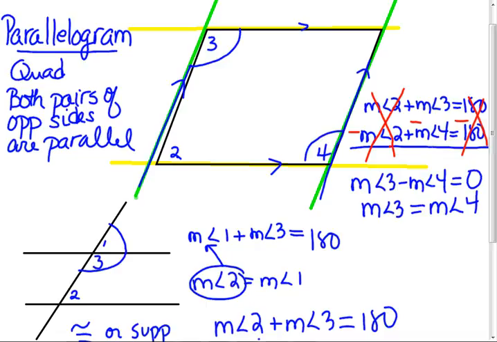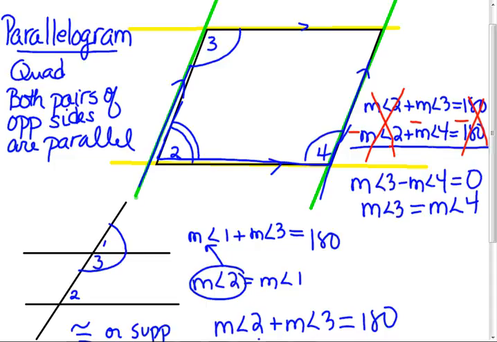We're going to fill in the chart. Angles 2 and 4 are called consecutive angles, and they are supplementary. So in a parallelogram, either the angles will be equal or they're going to add to 180. Okay, guys? That's all you have to remember.